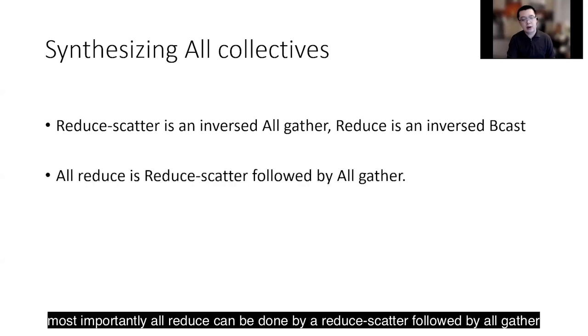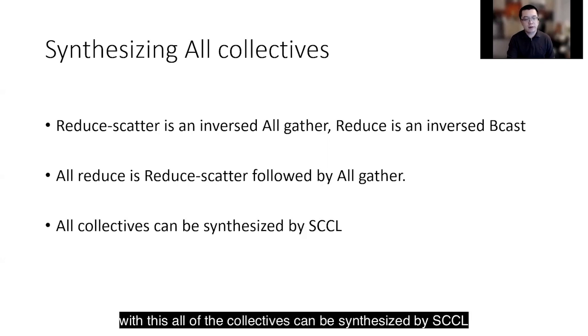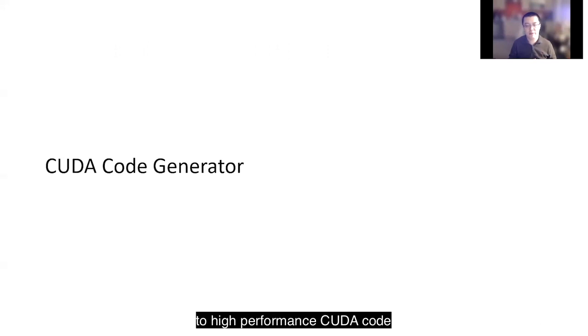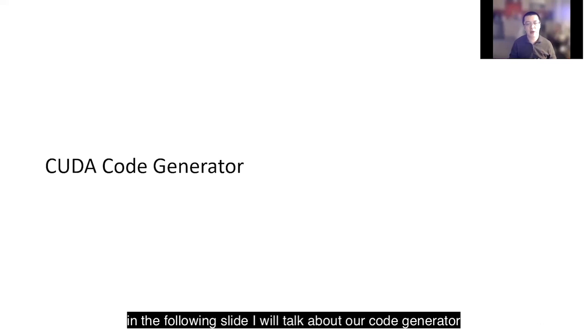Most importantly, all gather can be done by a reduced gather followed by all gather. With this, all of the collectives can be synthesized by SCCL. SCCL has a code generator that lowers the synthesized algorithm to high-performance CUDA code. In the following slide, I will talk about our code generator.